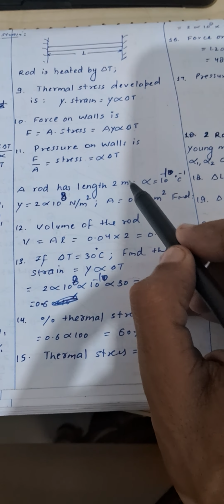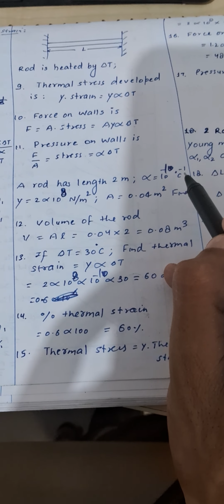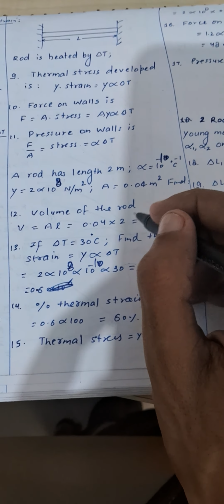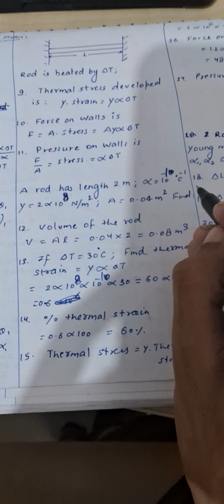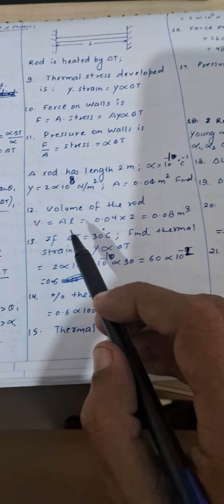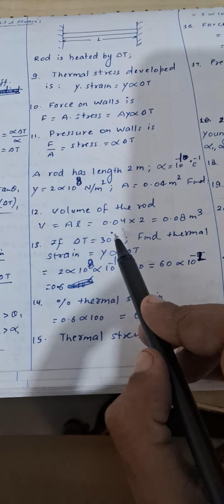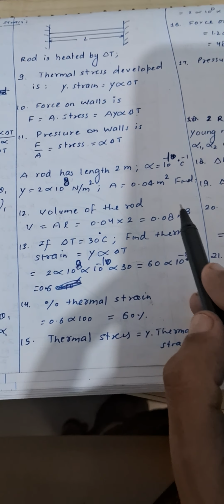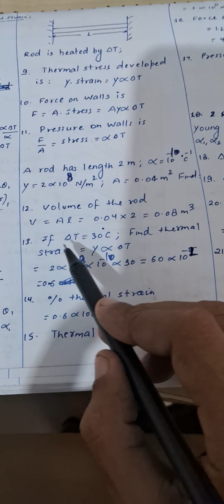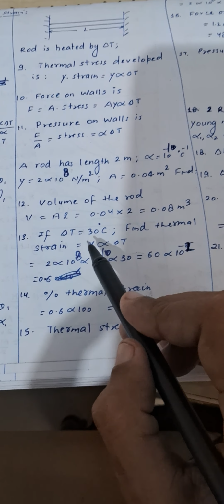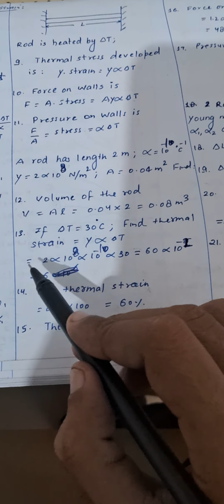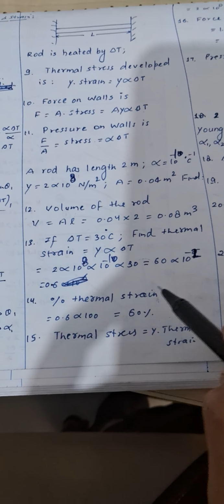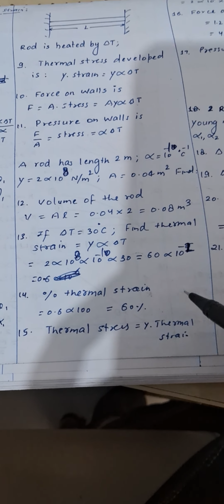Next, a rod has a length of 2 meters, alpha is 10^-10 per degree centigrade, and Y is 2 into 10^8 Newton per meter square. Area is given. Then we need to find the volume of the rod. Volume is A into L, area is 0.04, length is 2, so we get 0.08 meter cube. Next, if delta T is 30 degrees, find the thermal strain. Thermal strain is alpha delta T. After substituting the values, we have 0.6. Next question is percent thermal strain. Multiply this by 100, we get 60%.